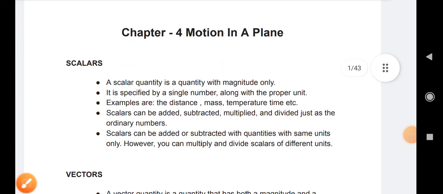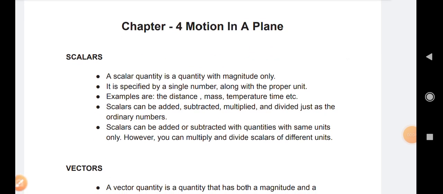On our physics day, we are now revising chapter 4, Motion in a Plane, which just consists of 2 number and 5 number.